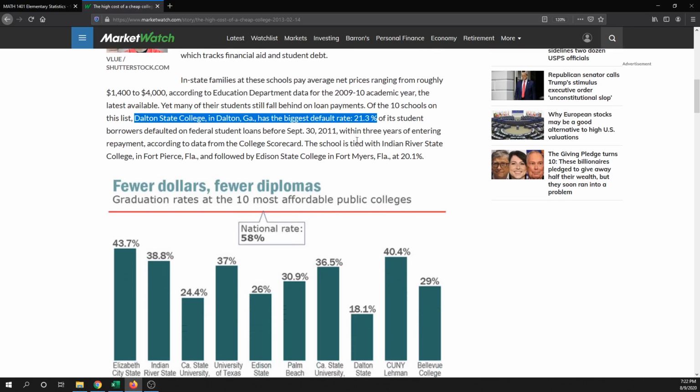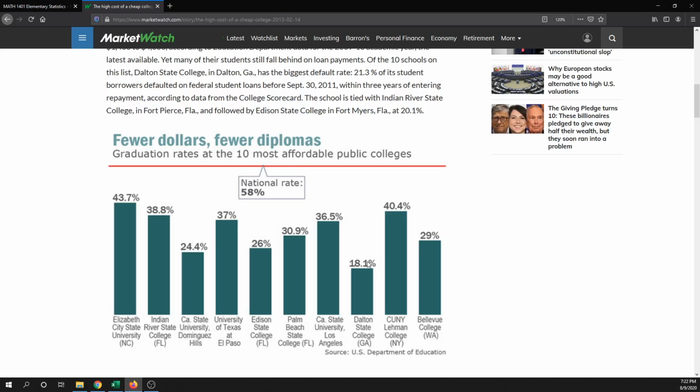One of the things going on in Dalton at the time was the recession. There was super high unemployment, and Dalton was one of the most affected communities in the United States. You don't think that had some effect on not graduating and the default rate at that time? There were a lot of other things going on. Just going to a more expensive school is not going to guarantee that you graduate.